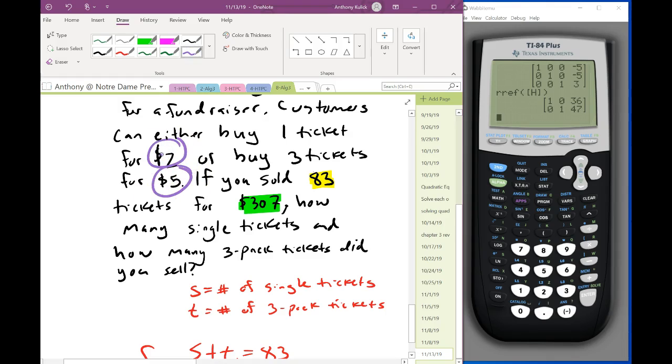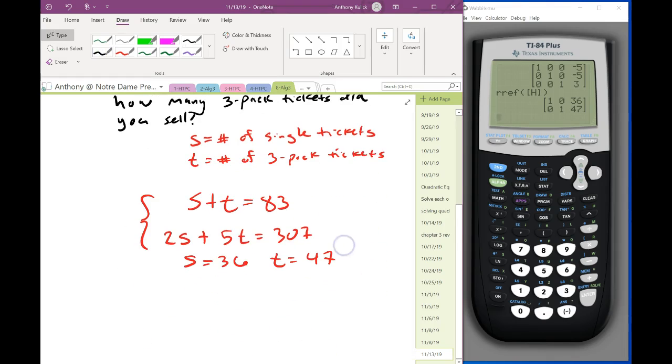The single tickets cost $2. The 3-pack tickets cost $5. Okay? What do you guys think? What's the hardest part of this thing? Writing the system, right? Once you got the system, it should be easy to do. The calculator will handle all the heavy lifting for us.